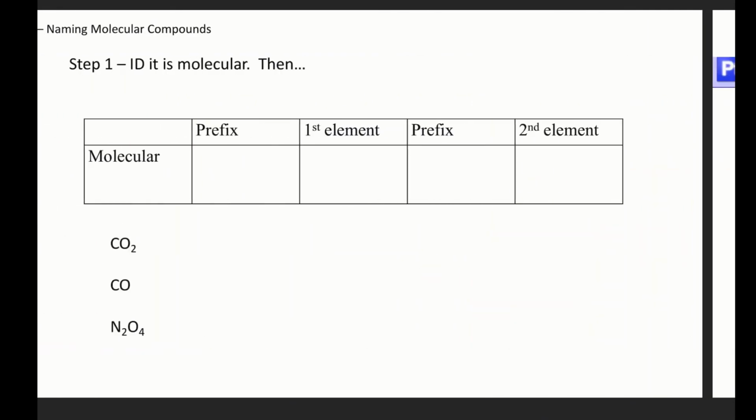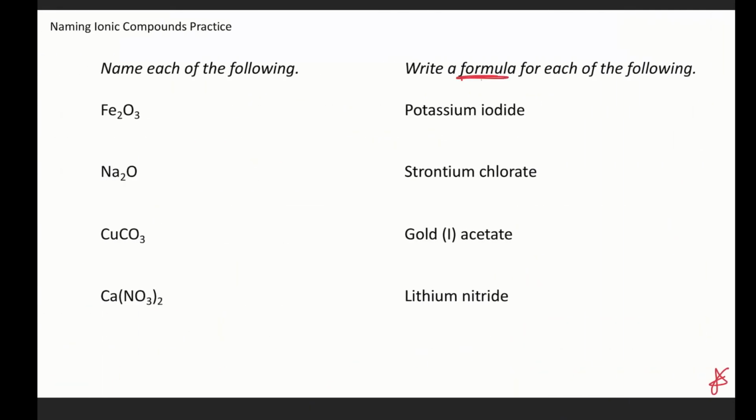Write a formula for each of the following. First, we are going to ID if it's ionic, right? And then we're going to do type 1 or 2, right? And then we're going to do binary or poly, right? And that's what we're looking for.